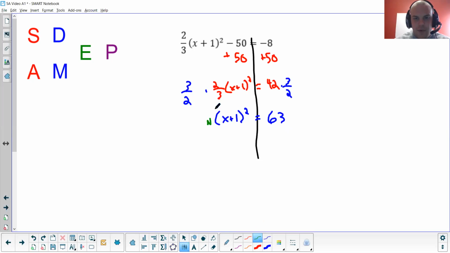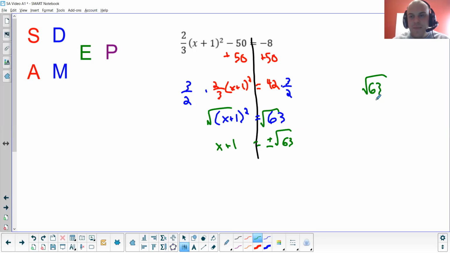I square root both sides. Apparently, I like multiples of 9. I just kind of picked these problems at random, but you'll understand that in a second. X plus 1 is equal to positive or negative square root of 63. But we have to keep in mind that you guys should be looking to simplify these square roots. The square root of 63 is 9 times 7, or we can say it's 3 square roots of 7. So we now have x plus 1 is equal to positive or negative 3 square roots of 7.